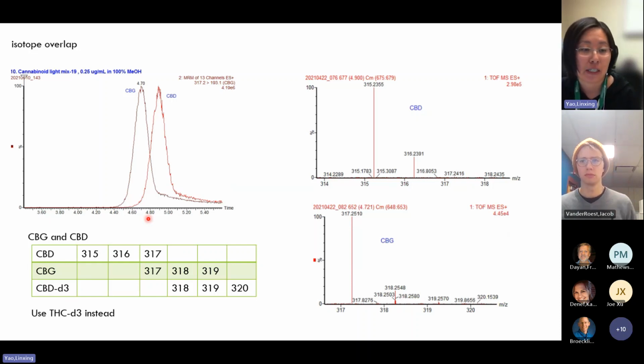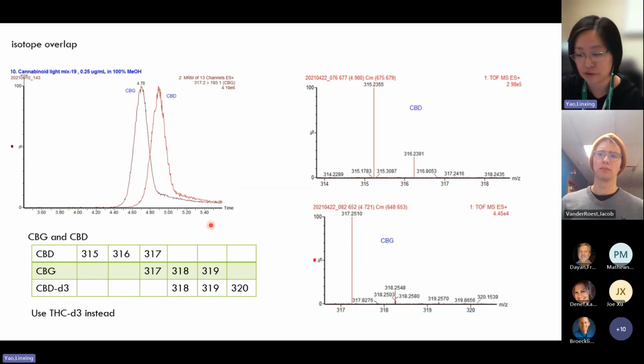So the solution is, instead of using CBD-D3, we switch to THC-D3, which has the same precursor ion 318, but its retention time is away from this group of compounds.